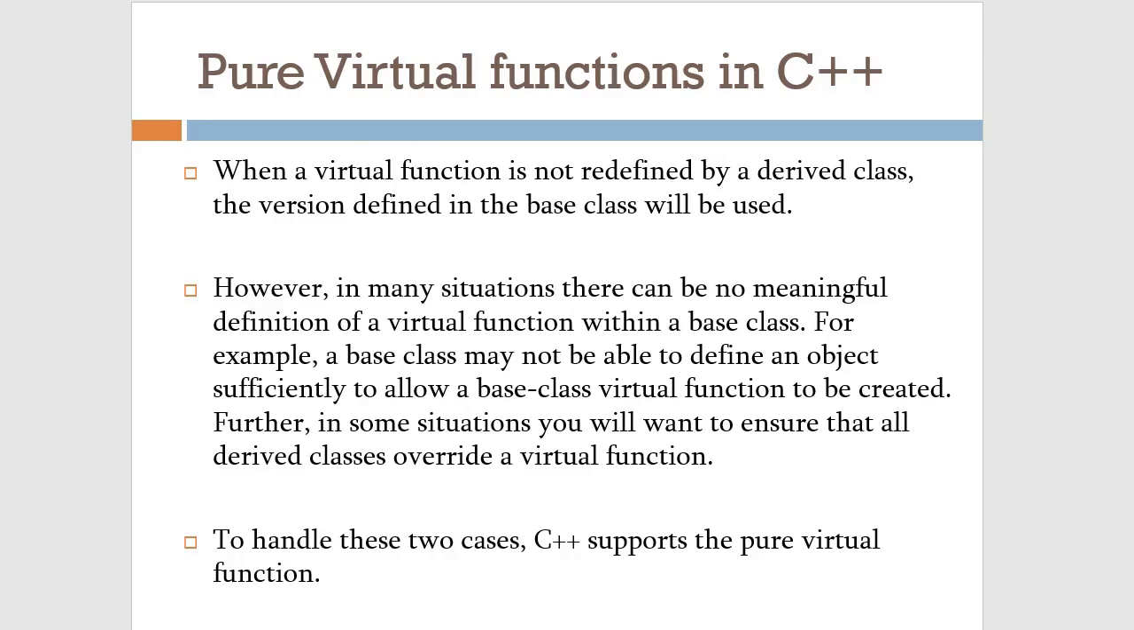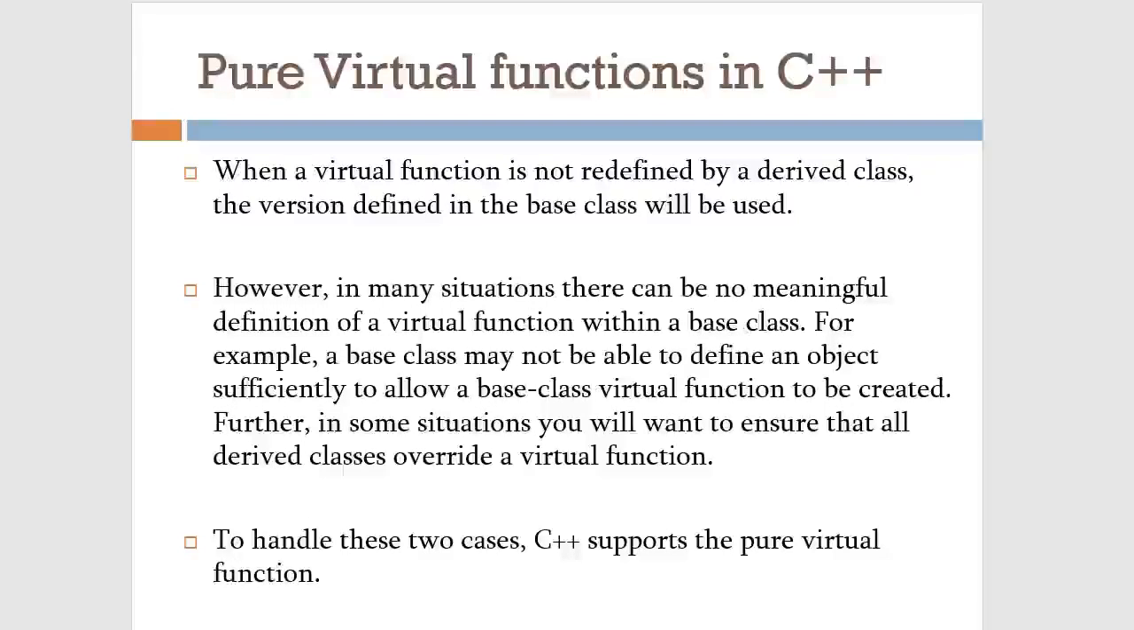When a virtual function is not redefined by a derived class, the version defined in the base class will be used. As we saw in the previous lecture on virtual functions, if you create a virtual function in the base class and do not override it in the derived class, the function present in the base class will be used. When you create an object of the derived class and access the virtual function through that object, the virtual function present in the base class will be called. So you don't have to redefine the virtual function in the derived classes.